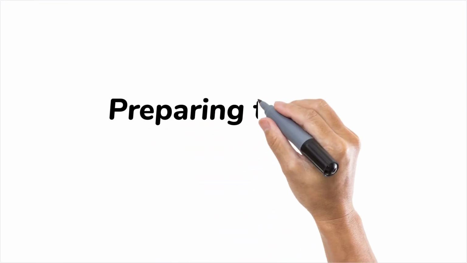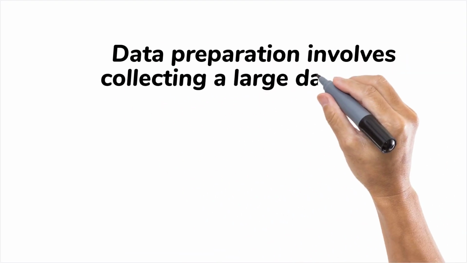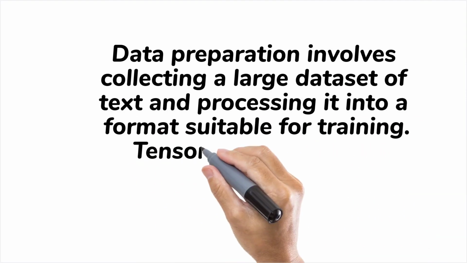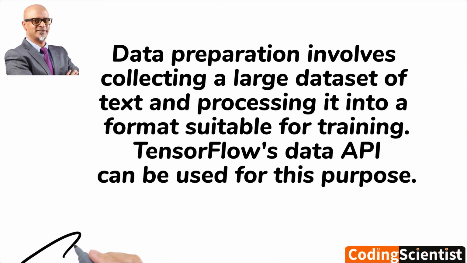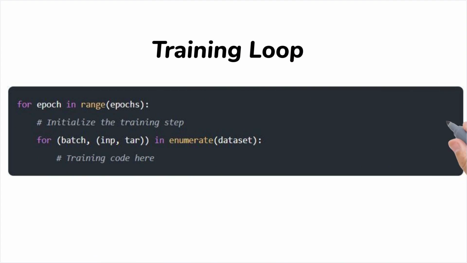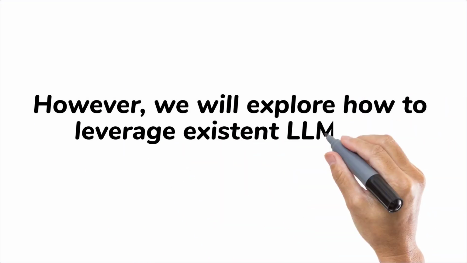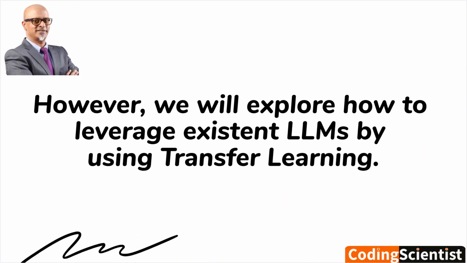Preparing the data. Data preparation involves collecting a large dataset of text and processing it into a format suitable for training. TensorFlow's data API can be used for this purpose. Training loop: for epoch in range(epochs): for (batch, (inp, tar)) in enumerate(dataset). However, we will explore how to leverage existing LLMs by using transfer learning.